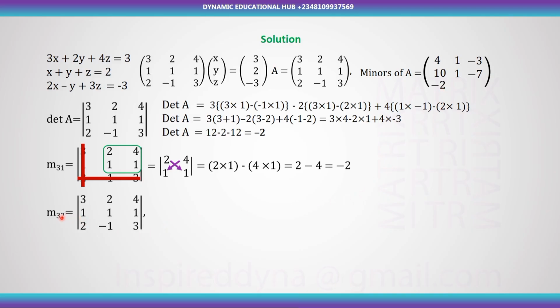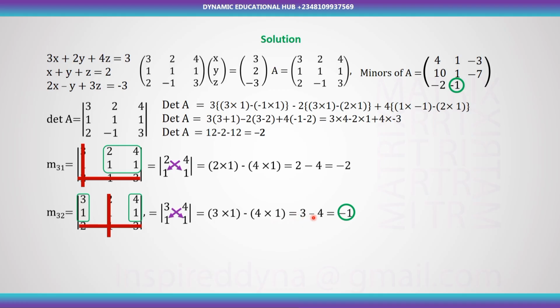The next step is to delete the third row, second column. You are left with this matrix. Let's find the determinant. 3 times 1, that is 3, minus 4 times 1, that is 4. 3 minus 4, and that is minus 1. So you can have it here.